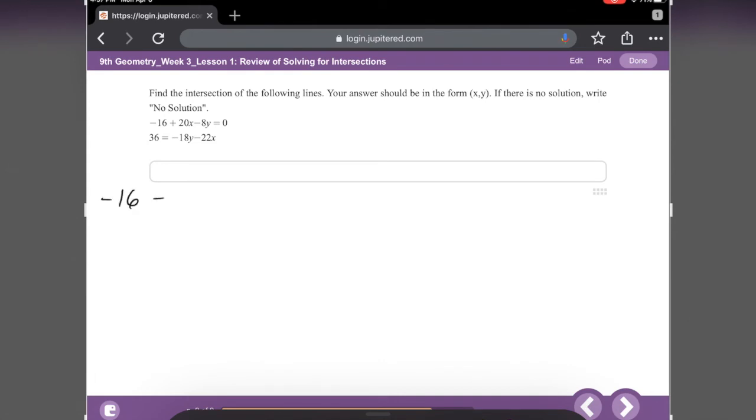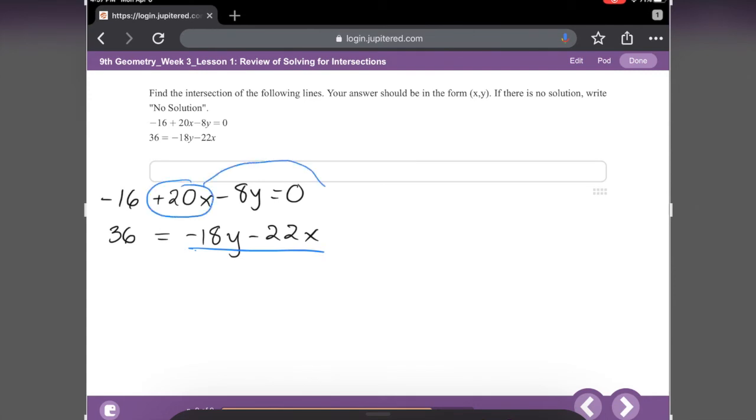Negative 16 plus 20x minus 8y equals 0. And then 36 is equal to negative 18y minus 22x. Okay, so let's see. We can do this several ways, but why don't we work on just moving the x's and the y's over to the right-hand side of the equal sign, just like these already are. So let's bring this term over here by subtracting 20x. Let's bring this term over here by adding 8y.